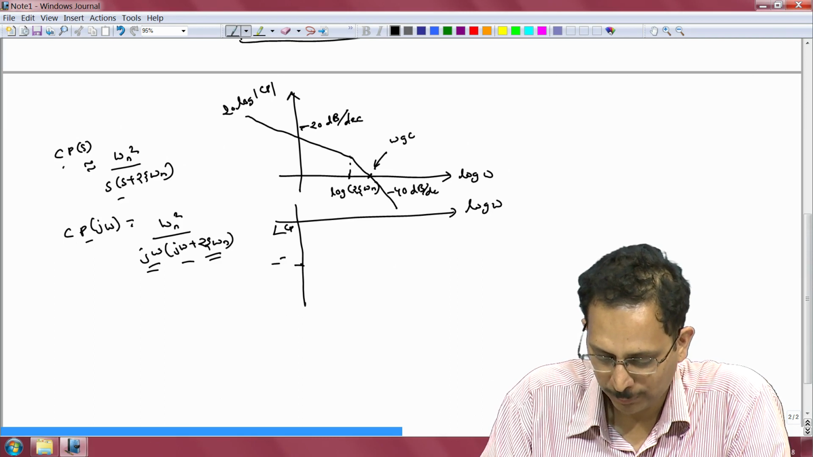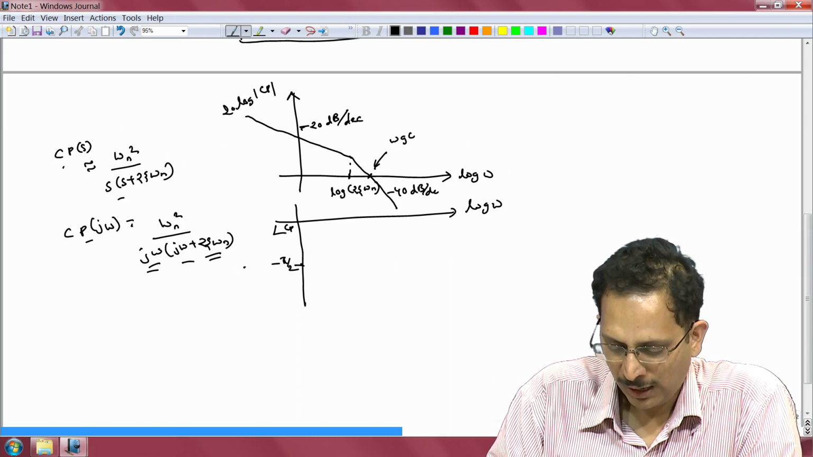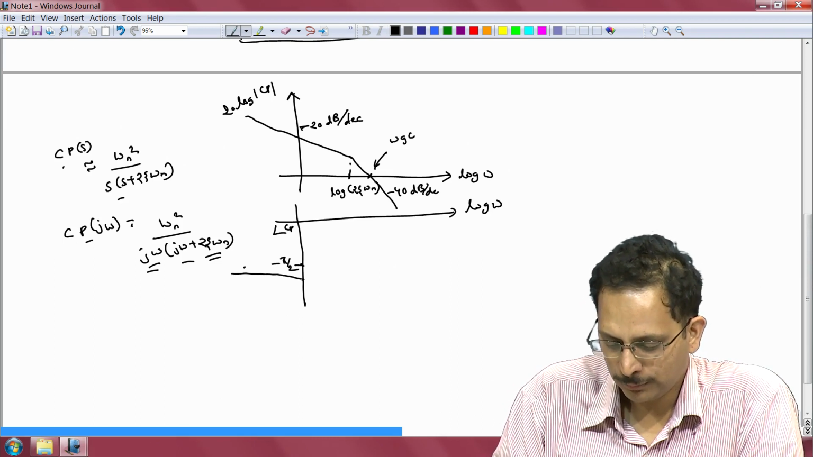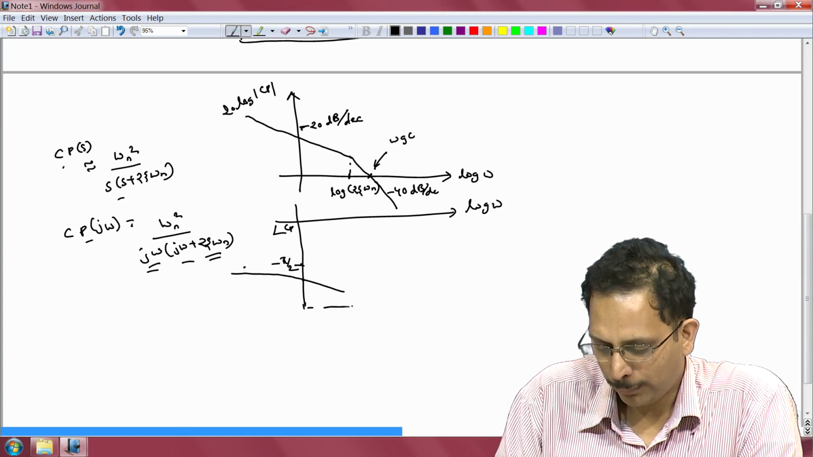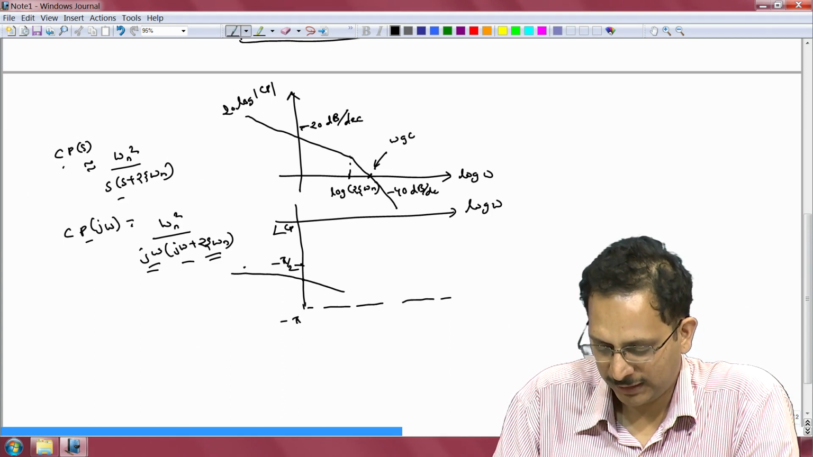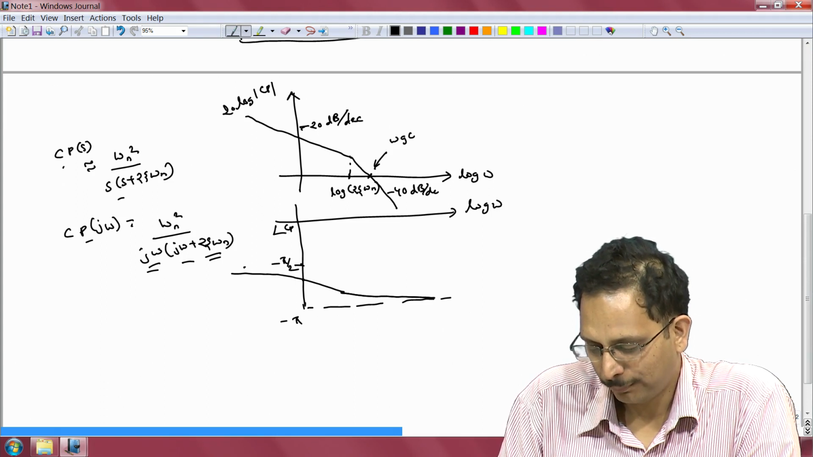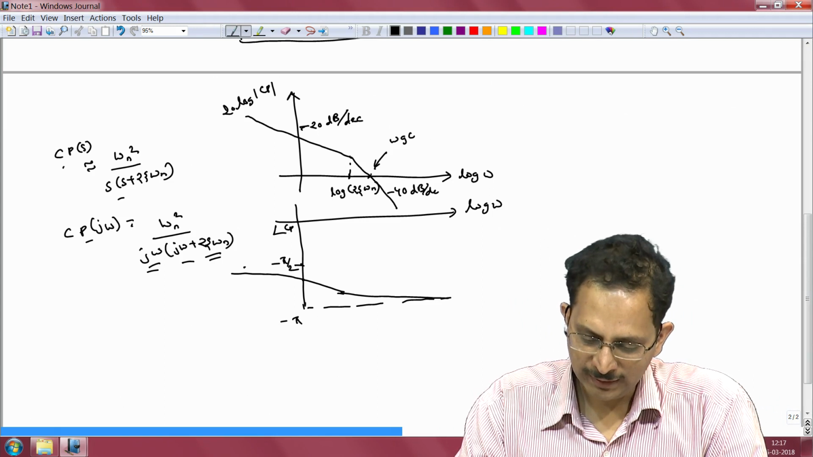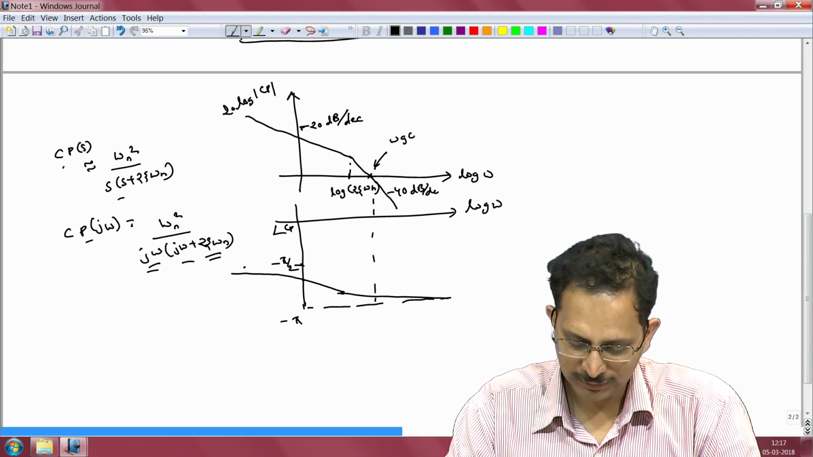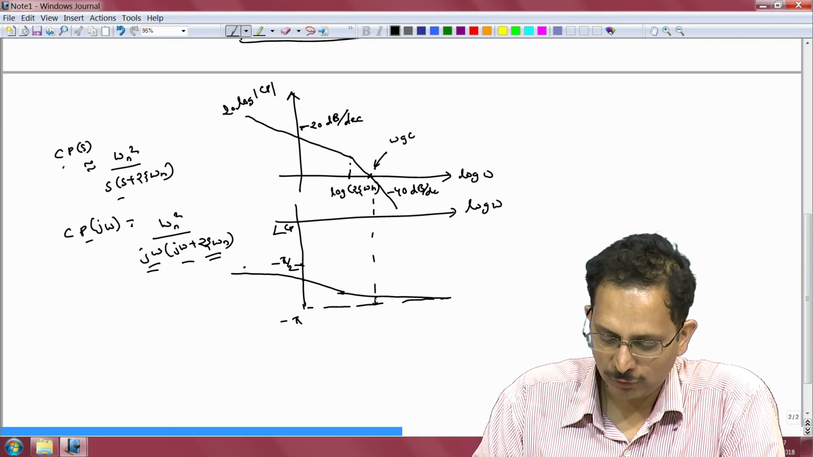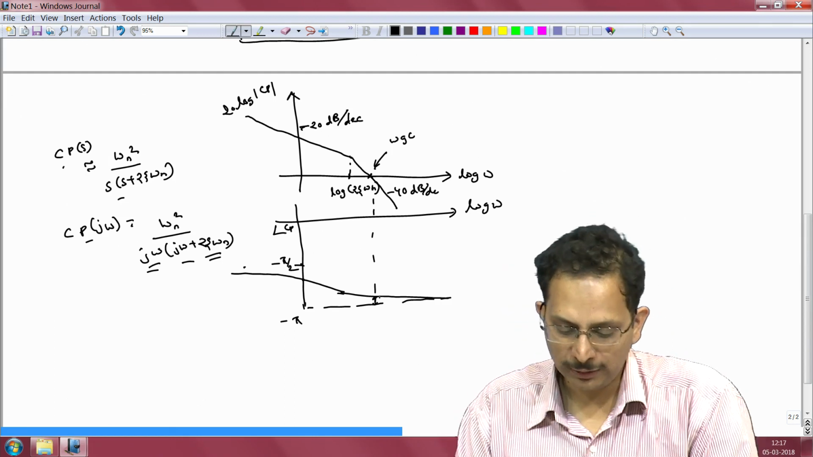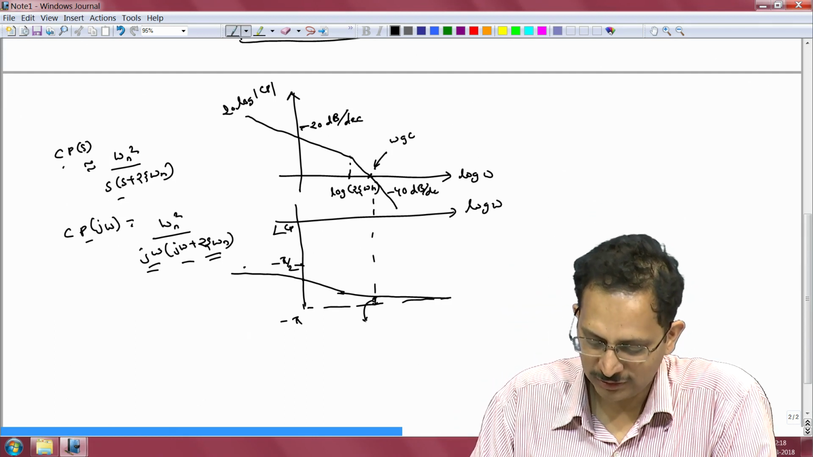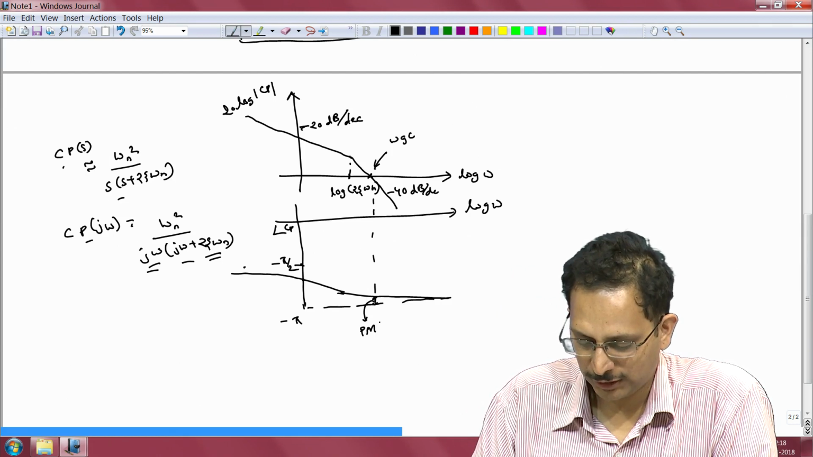So, it will start at minus pi by 2 radians, and then it will reduce and it will asymptotically approach minus pi, and it never crosses minus pi. So, this is going to be the phase response, and at the gain crossover frequency we can evaluate the phase of this transfer function, and the difference between minus pi and this phase is by definition the phase margin.